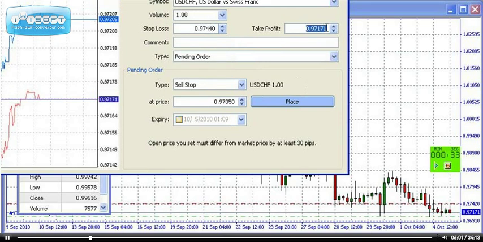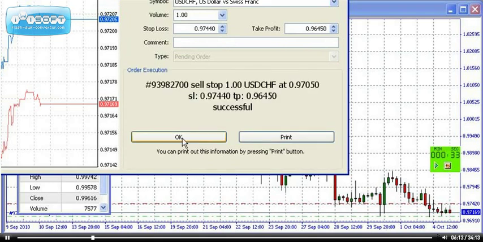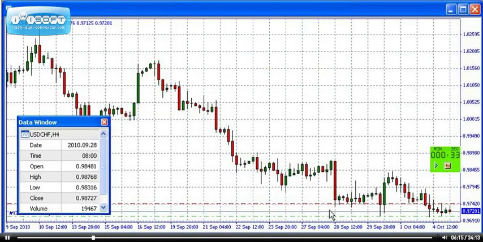But this time a profit target is even better than the first profit target. This one is 96.45. And you hit place. Okay. All right, now both orders are in for both halves of the position.